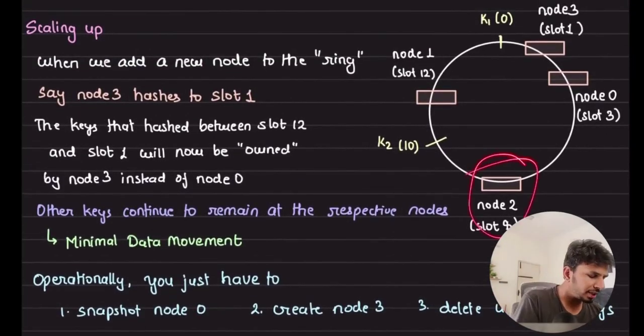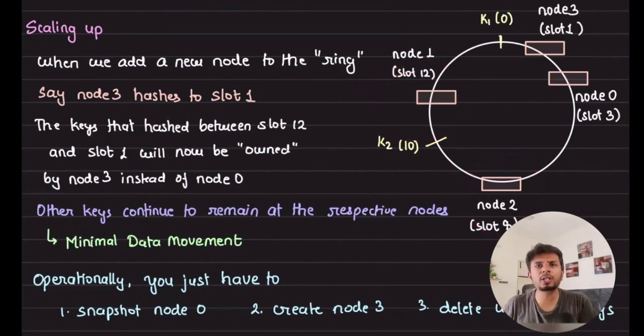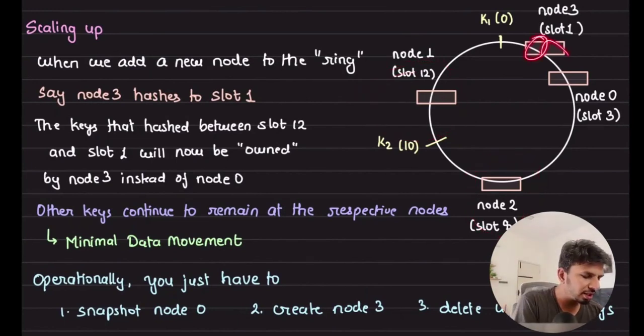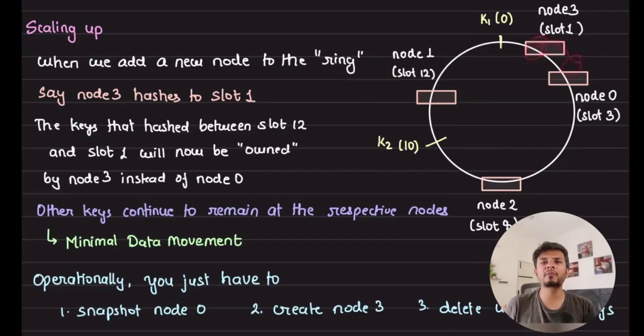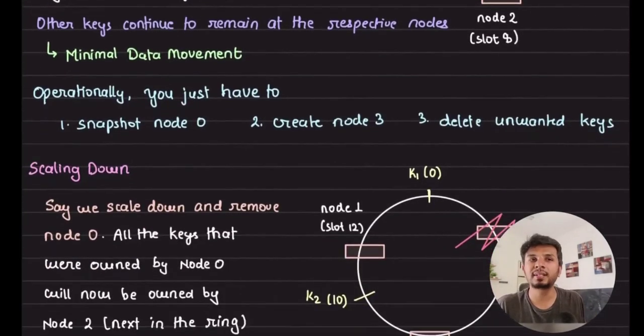You are not even touching the keys in other nodes. Not at all. Just the node to the immediate right of it is getting affected. And that too, a snapshot of it, which is very fast, spinning up and adding it very fast. It's very simplistic. This is the beauty of consistent hashing.